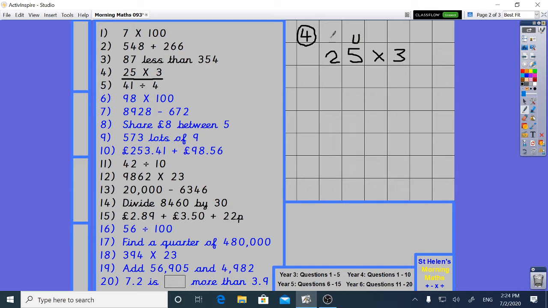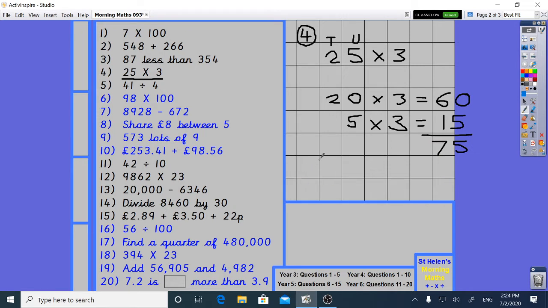I'm going to get the 2 tens, otherwise known as 20, times that by 3. I'm going to get the 5 units times that by 3. 20 times 3 is like 2 times 3, which is 6, with a 0 to place, 60. 5 times 3 is 5, 10, 15. Those are the 2 parts of the question, 20 times 3 and 5 times 3. You add up the 2 answers and you get 75.